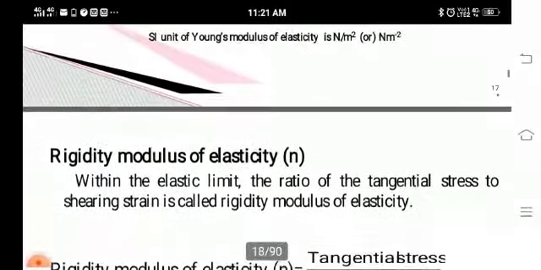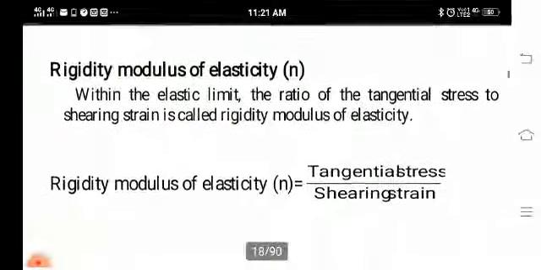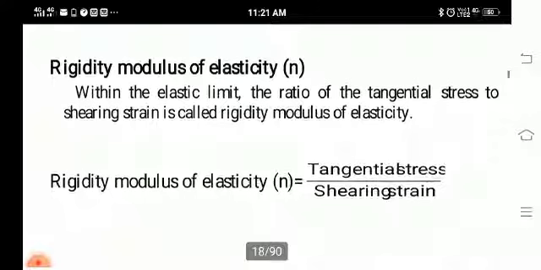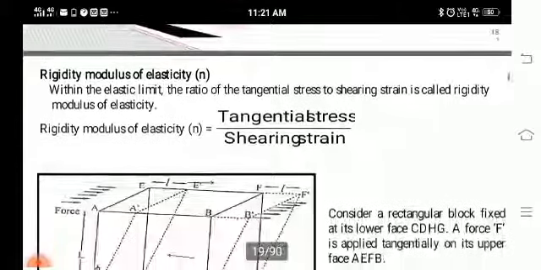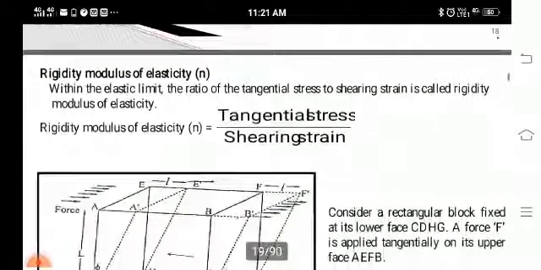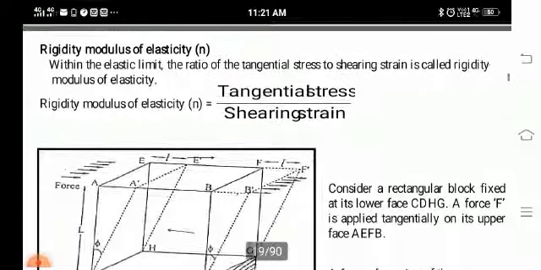Then we are moving into rigidity modulus, where rigidity modulus is a two-dimensional modulus of elasticity. Here, within the elastic limit, the ratio of tangential stress to shearing strain is called rigidity modulus. That is tangential stress divided by shearing strain. So for that, we are going to calculate rigidity modulus. First we have to know what is tangential stress, then shearing strain.